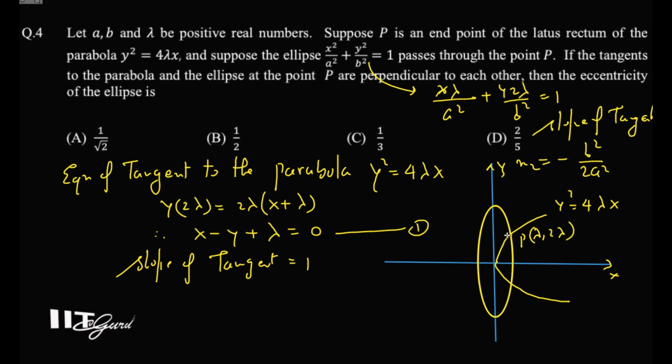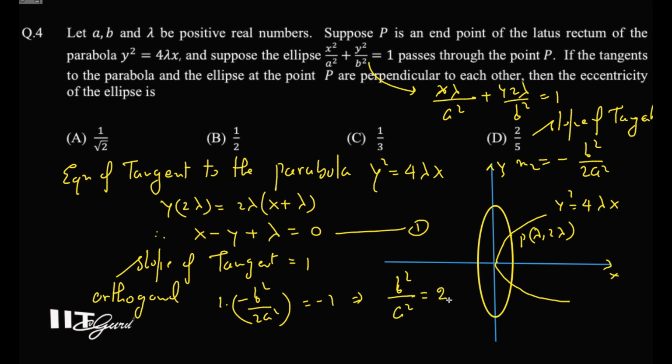So as these two curves are orthogonal, two curves are said to be orthogonal if their tangents at the intersecting point subtend a right angle, and here that is perpendicular, it is given in the question. So 1 into negative of b square upon 2a square is minus 1. And in this way you can get the value of b square by a square. So finally b square by a square is 2.